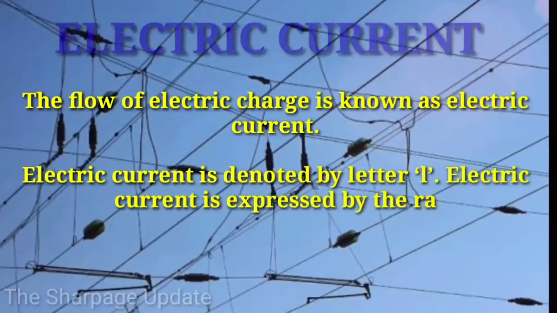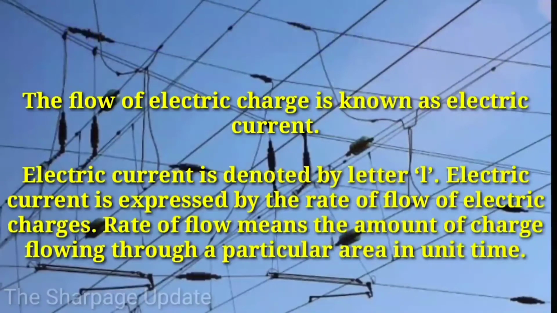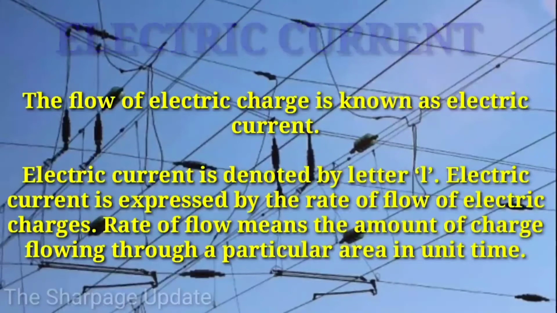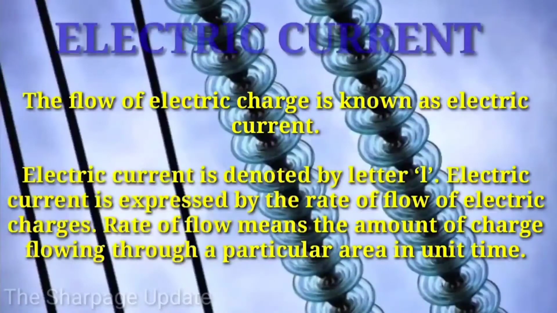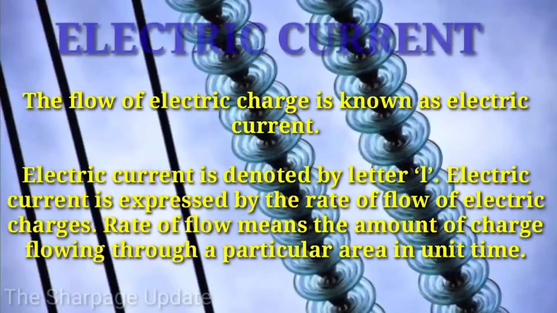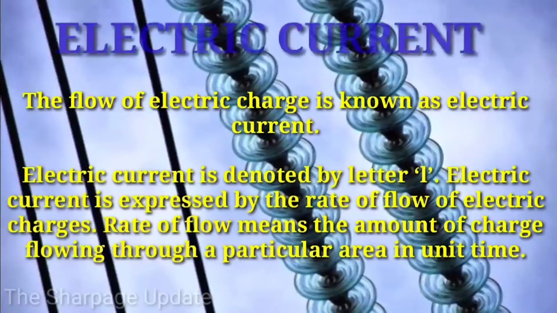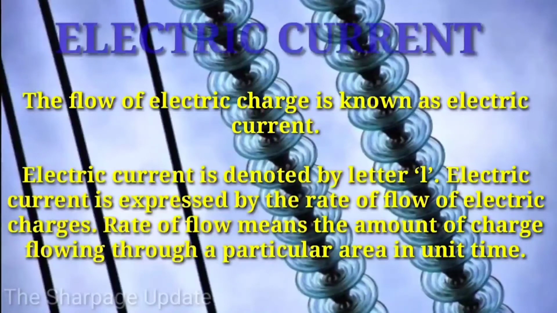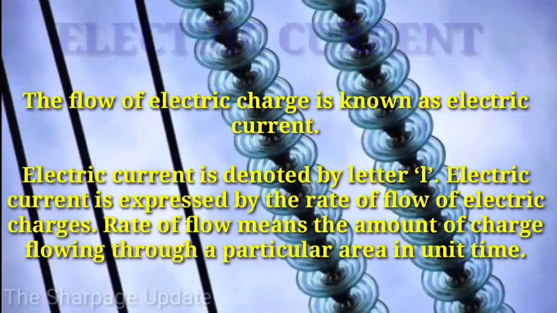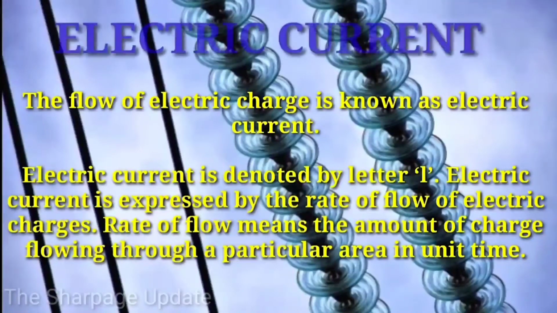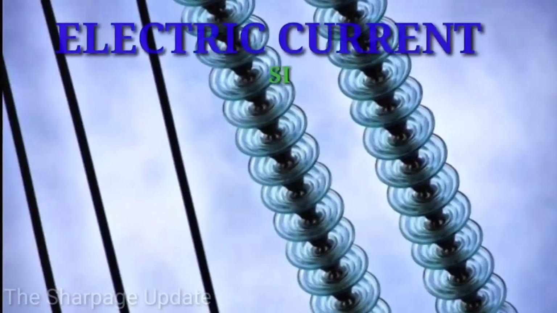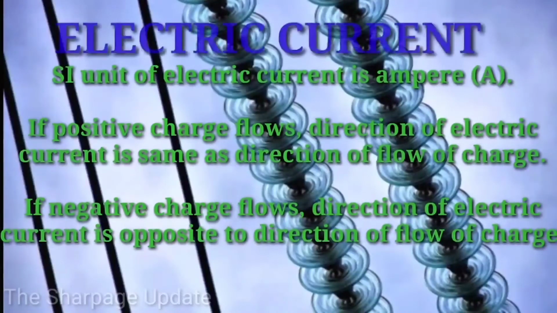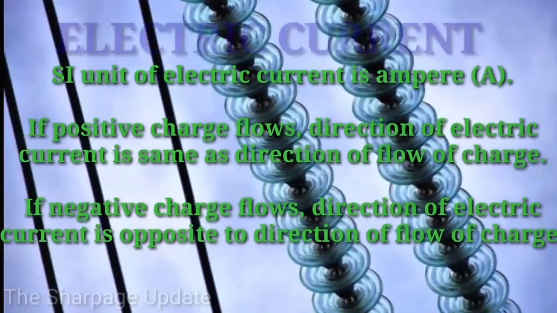Now, what is electric current? The flow of electric charge is known as electric current. Electric current is denoted by the letter I. Electric current is expressed by the rate of flow of electric charges. Rate of flow means the amount of charge flowing through a particular area in unit time. Dear students, the SI unit of electric current is ampere. Ampere is denoted by the letter A.